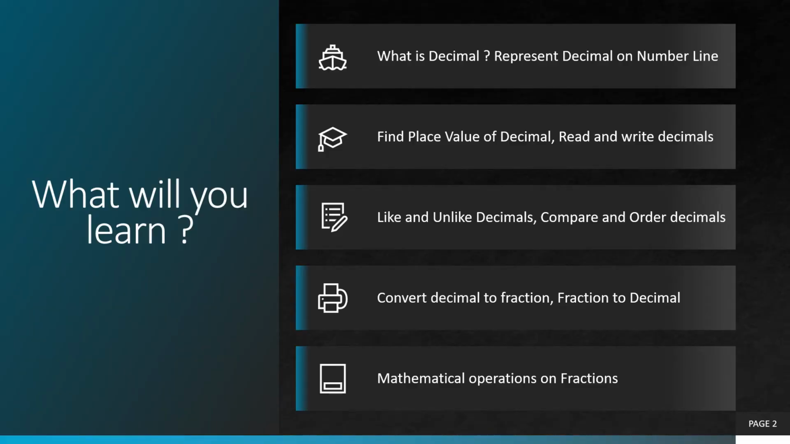So what will you learn in this topic? You will learn what is decimal, how we can represent decimal on a number line, how you can find the place value of decimals, how you can read and write decimals, what is like decimal, what is unlike decimal, how we can compare two decimal numbers, and how we can order them, and how you can convert decimal into a fraction, and then fraction to a decimal, and then various mathematical operations on decimals like addition of two decimals, subtraction, multiplication, and then the division. Okay, so let's start now.